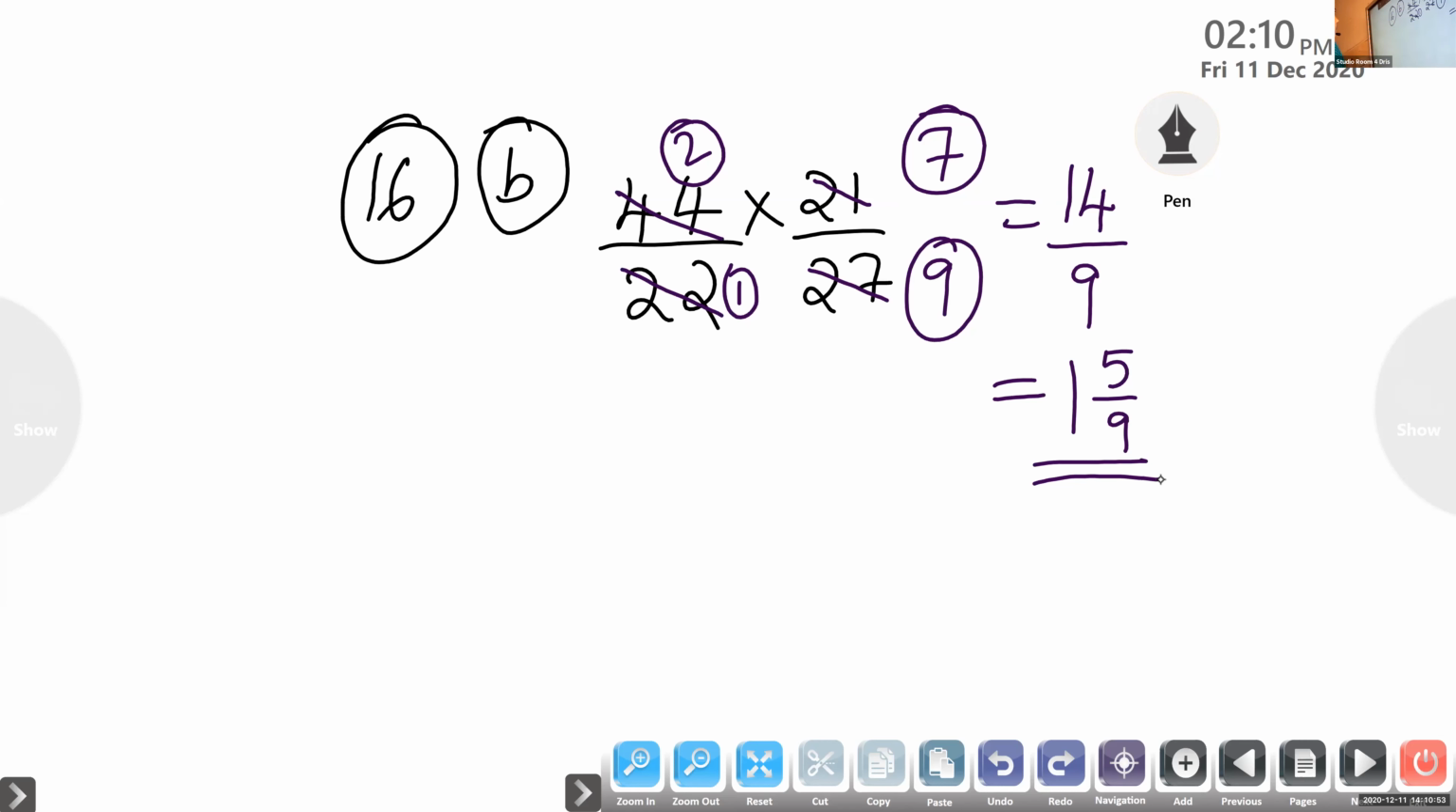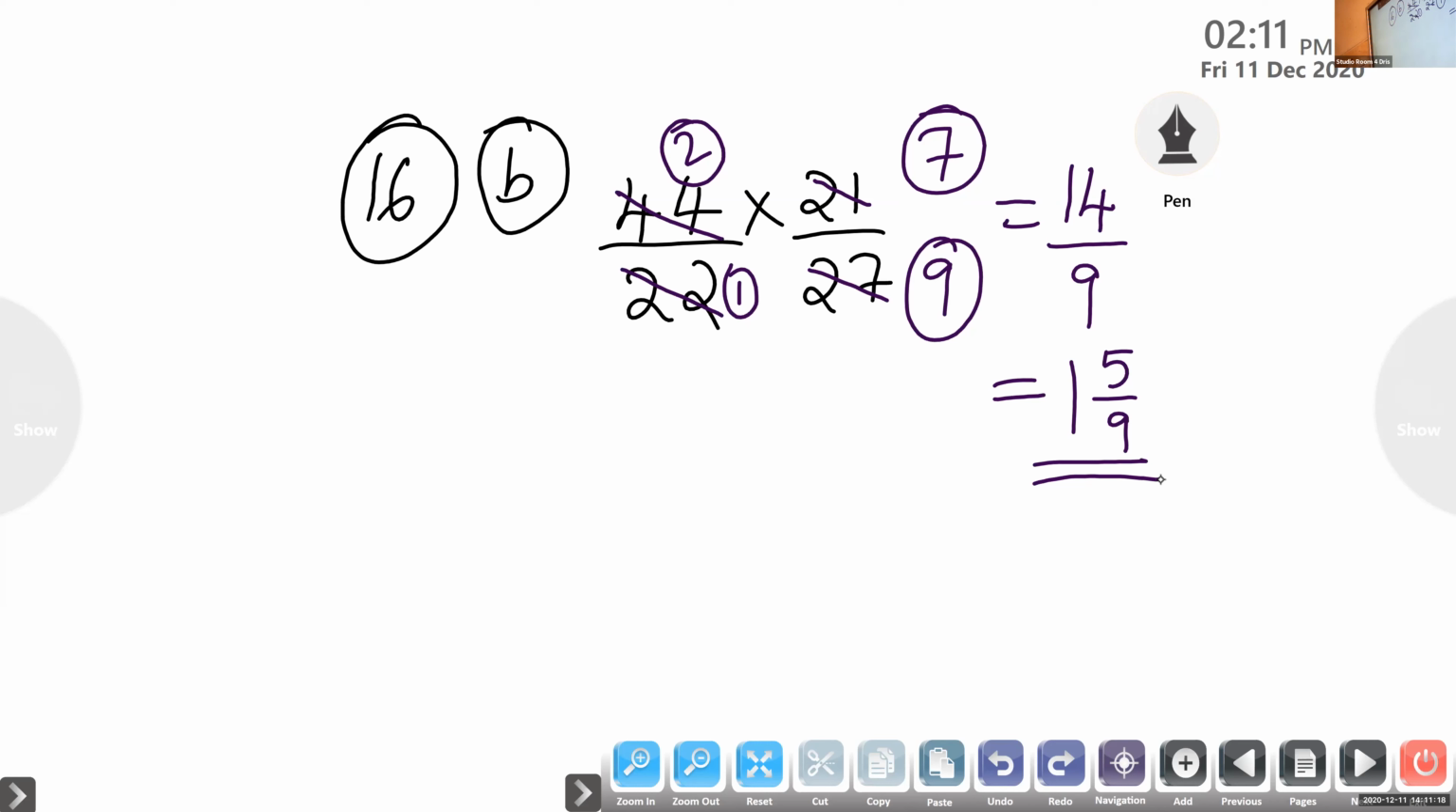Ma'am, when you start with 44 and 22, it is also the same. Yeah, it will be the same only. If you start by dividing by 2, you will get 22, and down here you will get 11. 11 again you can divide in the 22 2 times. But if you use the highest common factor, it will be easy. The number of cuttings will be less if you use the highest common factor. Okay, so here 14 by 9.